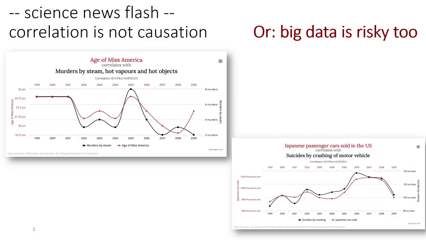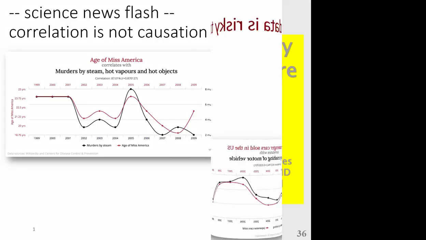If you look at the data first, you'll find these, or this. The number of suicides by crashing of a motor vehicle is almost perfectly correlated with the number of Japanese passenger cars sold in the US. Again, I do not believe that there is a real causal inference here, and if the data is large enough, you can always find correlations like this that make it appear as if something is going on. Which goes to show that the most important thing, besides all the stuff that we do with the data, is think about what's going on. Okay, back in 15.